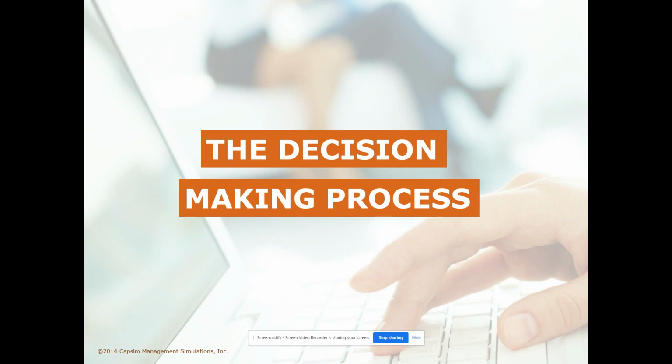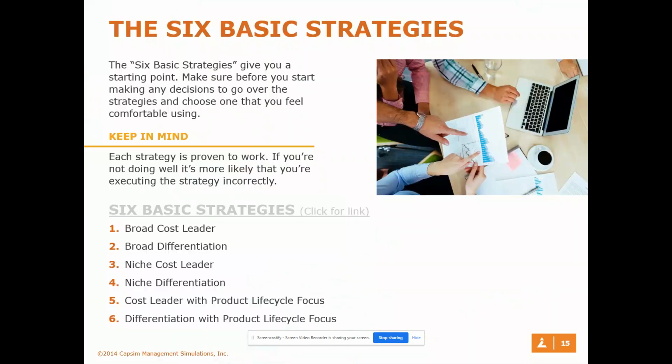The decision-making process, this is where you're going to collaborate with your team members. There's basically 6 basic strategies. They're listed in Canvas, so you can go in and look at them and see what the details are on them. I'll cover a little bit as I go through this presentation. These are starting points. So you make sure you have a place to start for your decision. Each strategy is proven to work.